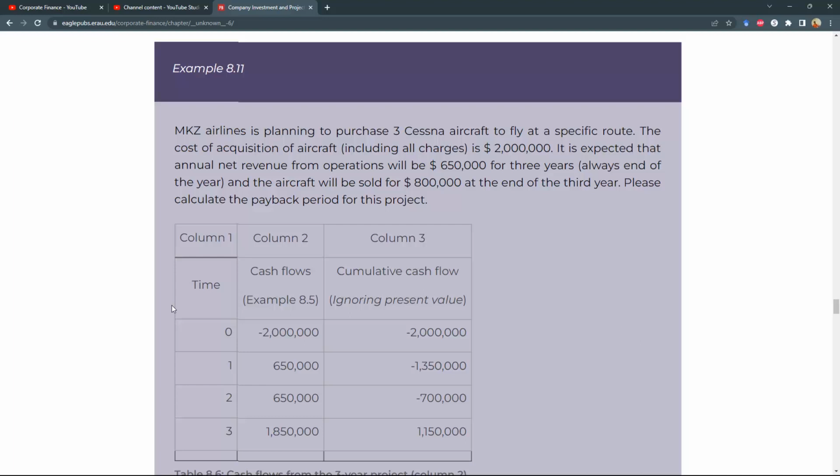Example 8.11, Payback period. MKZ Airlines is planning to purchase 3 Cessna aircraft to fly a specific route. The cost of acquisition of the aircraft is $2 million, so that's a negative cash flow. It's expected that annual net revenue from operations will be $650,000 for 3 years, always at the end of the year. And the aircraft will be sold for $800,000 at the end of the 3rd year, so there's a capital inflow at the end of the 3rd year. So we need to calculate the payback period for this project.